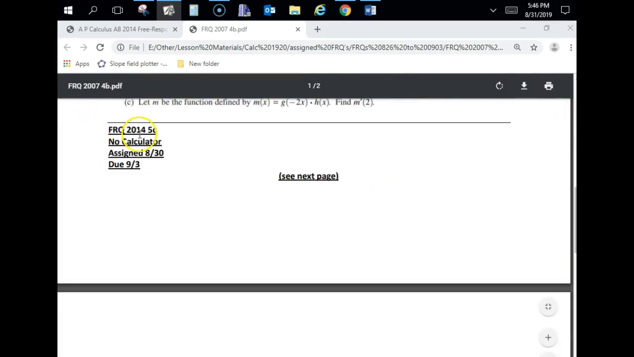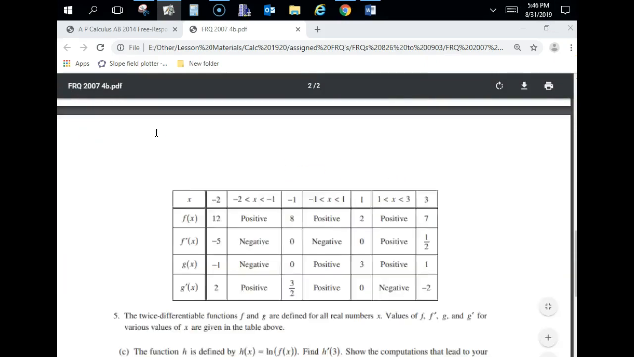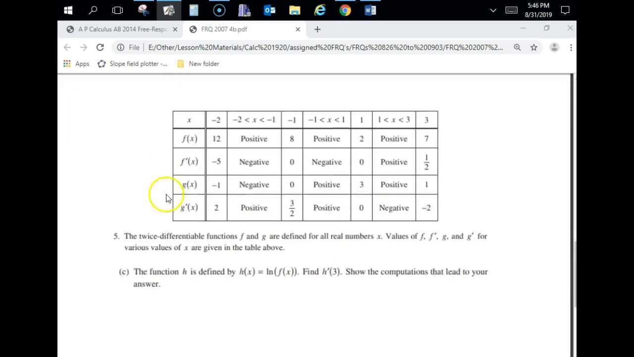We're on 2014 5C. Once again, no calculator. Let's read it and understand it. So it tells us we have these two functions, f and g, which are twice differentiable. That just means you can find their derivative twice. That's kind of irrelevant to us for right now. They're defined for all real numbers x. We have f, f prime, g, g prime for all values of x.